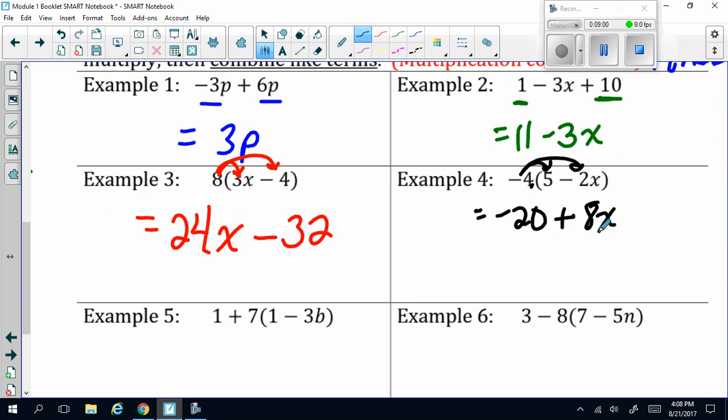Let's go ahead and end there. We'll do example 5 and 6 together in class. And then we will continue talking about our algebraic expressions.